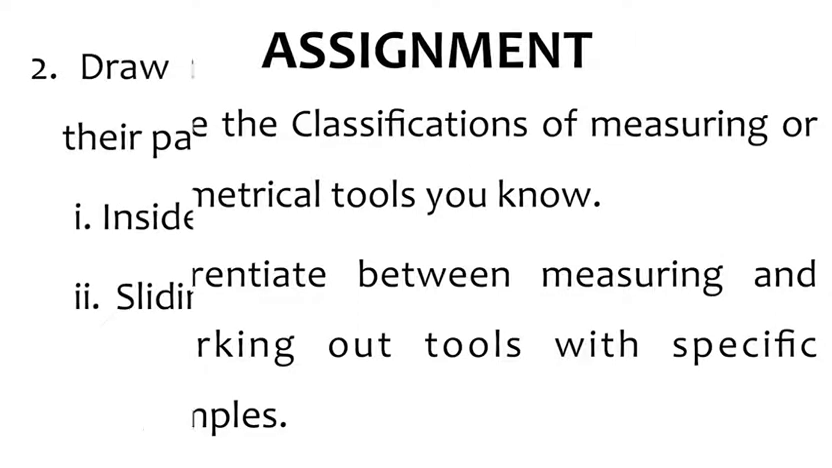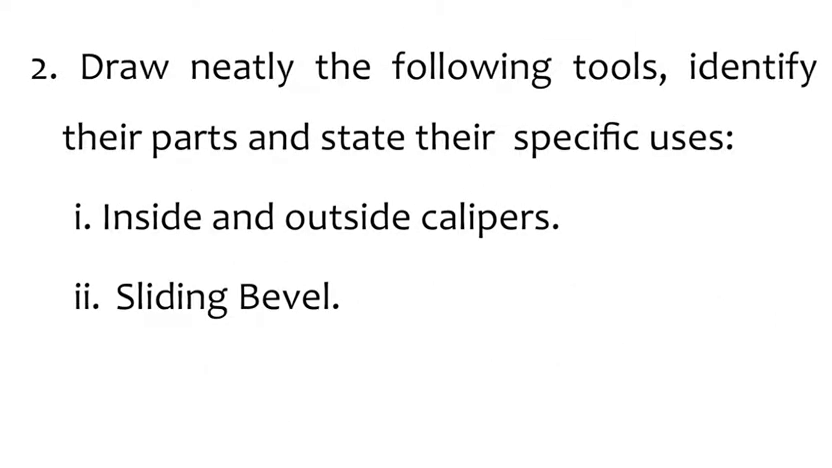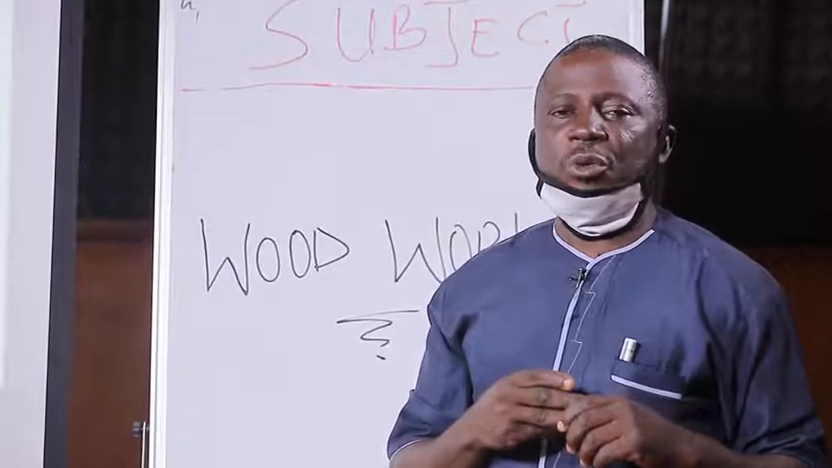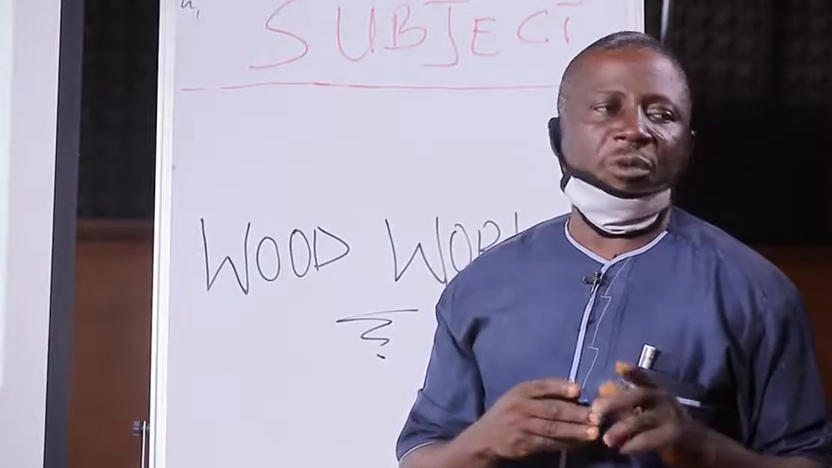Number two, draw neatly the following tools. Identify their parts and state their specific uses. 1, inside and outside calipers. 2, sliding bevel. I repeat the assignment. I repeat number 2. Draw neatly the following tools, identify their parts and state their specific uses. 1, inside and outside calipers. 2, sliding bevel. My students, we will stop here and continue with other classes of tools when we meet during our next lesson.